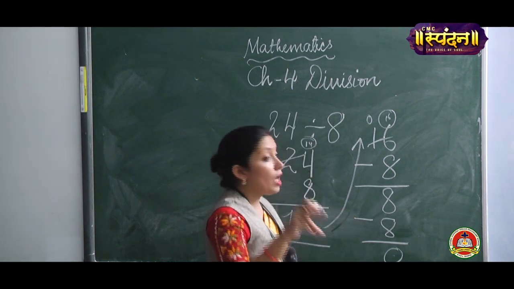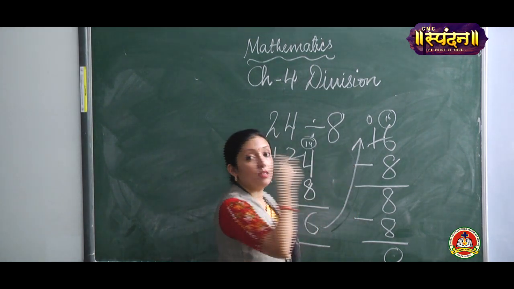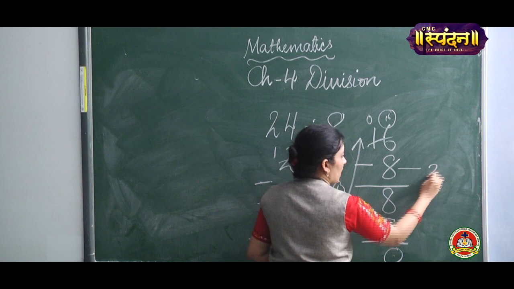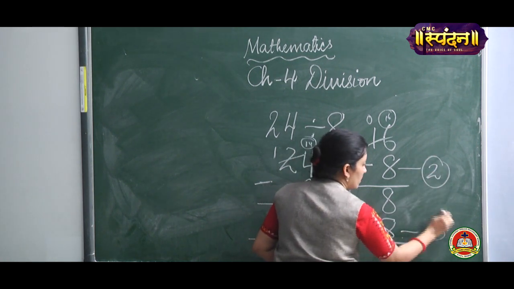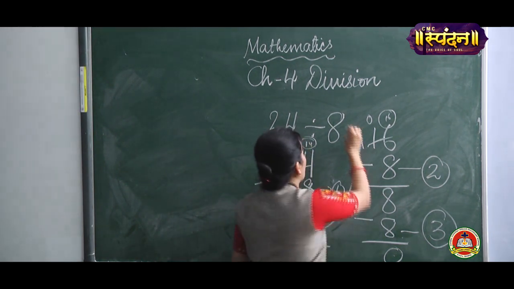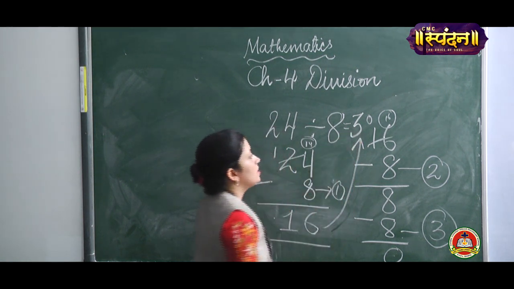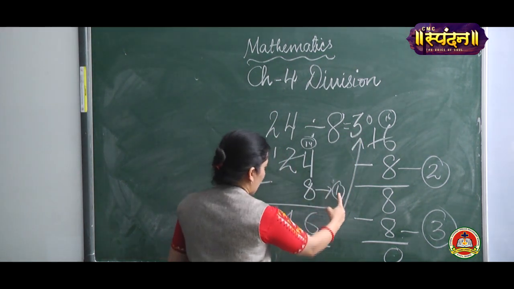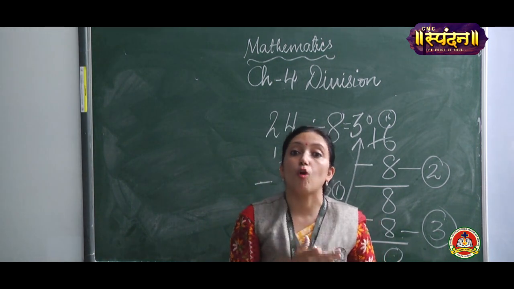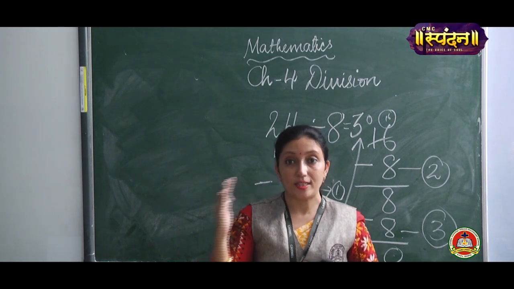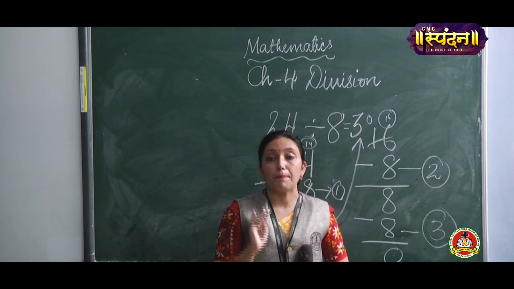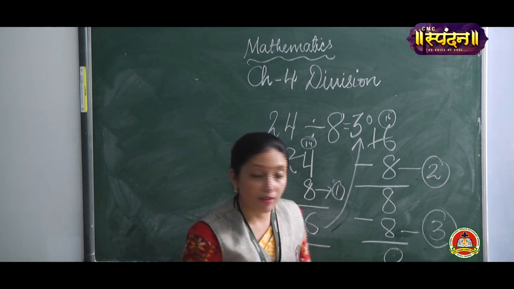I have finished. Now see how many times we have subtracted. This was the first subtraction, this is the second subtraction, and this is the third subtraction. So what was the answer, children, when we divided 24 by 8? The answer was 3. See, 1, 2, 3. This is the way it is done in the form of repeated subtraction. You need to understand how it is. How many times? 3 times. That is why it is called repeated subtraction. I hope this is clear.